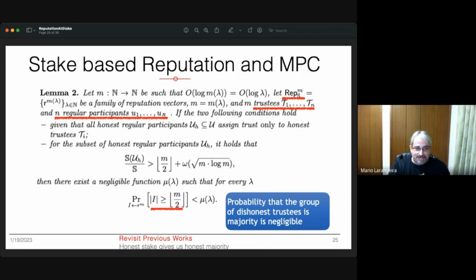This value actually comes from the MPC paper that I mentioned. So here's a criterion. If we have M trustees, and we look into the stakes, and the sum of all honest ones is higher than the overall sum of the voters, the assigners, then you are guaranteed that you have an honest majority among all those trustees. The translation is always in the blue box: the probability that the group of dishonest trustees is a majority is negligible. So you are sure that you're going to have an honest majority if you look at this stake.